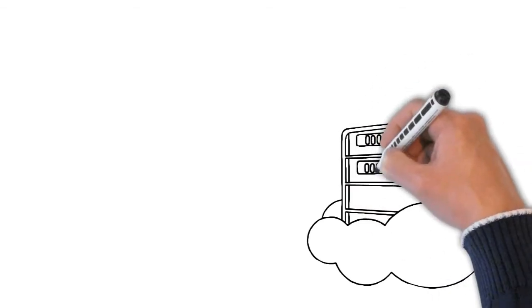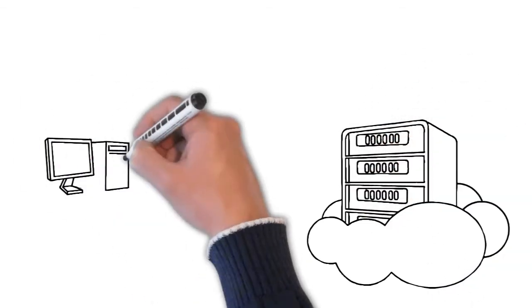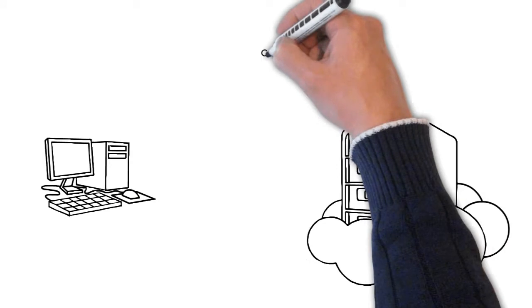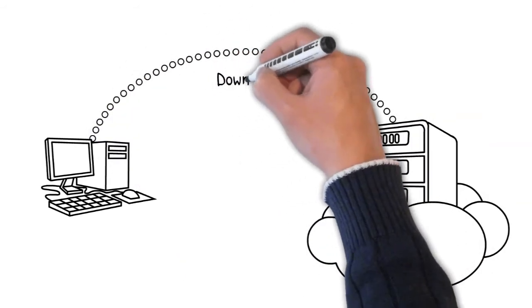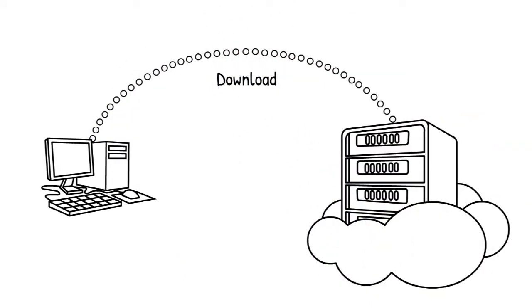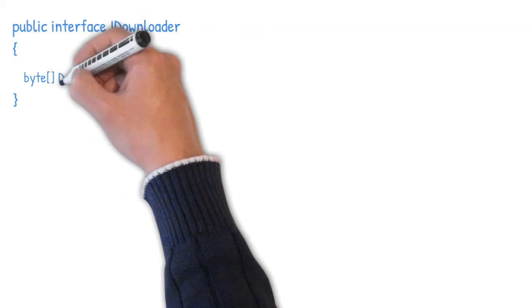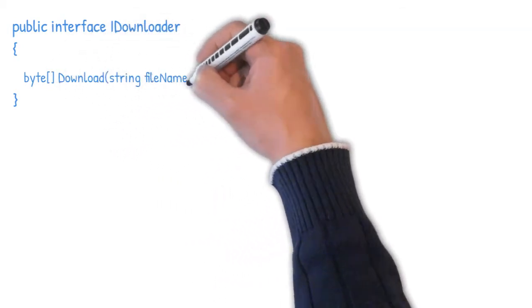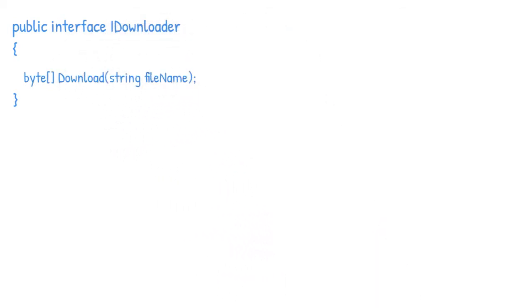Consider a use case where we want to build a downloader that, given a file name, downloads it from the cloud. We are going to start with the core layer where we have an interface IDownloader. This interface exposes a method download which has file name as an input parameter and byte array as an output type.